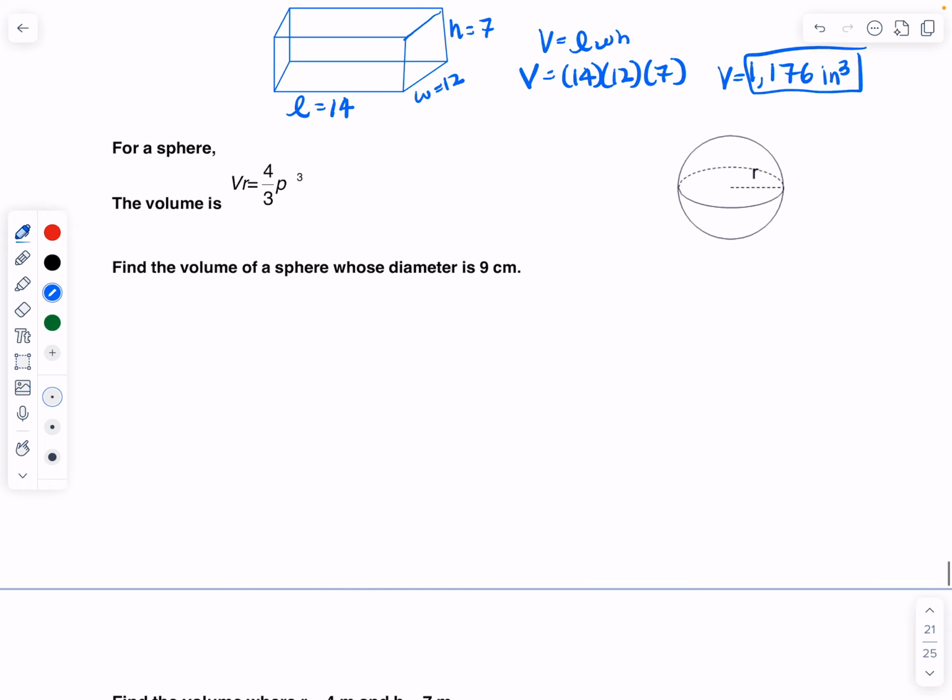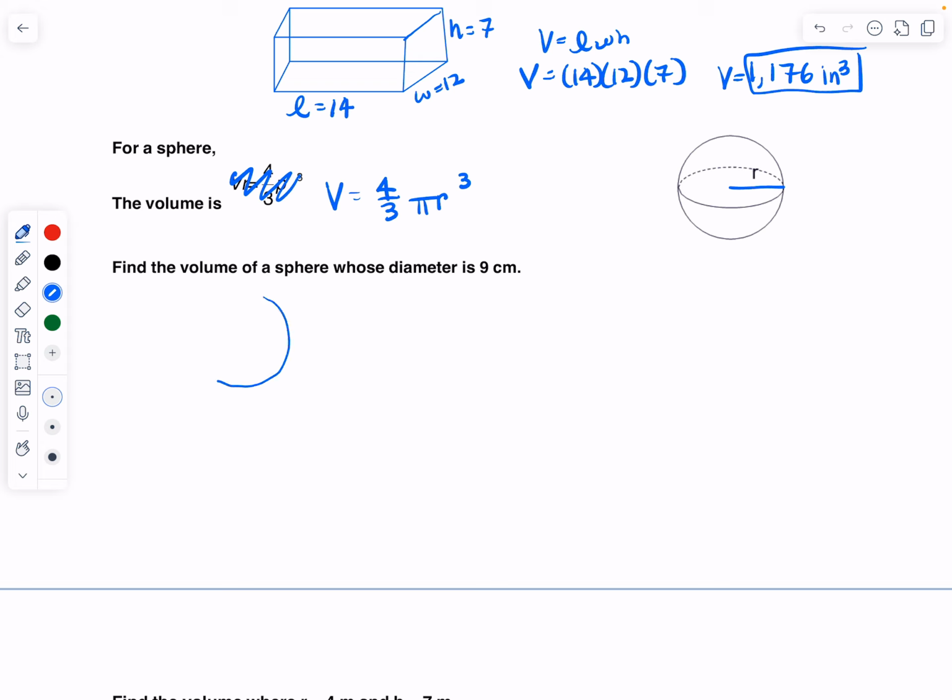All right, next one. For a sphere, the volume is given by the formula volume equals 4/3 pi r cubed. That is the formula for a sphere. So basically, we just need to know what the radius is. So find the volume of a sphere whose diameter is 9 centimeters.